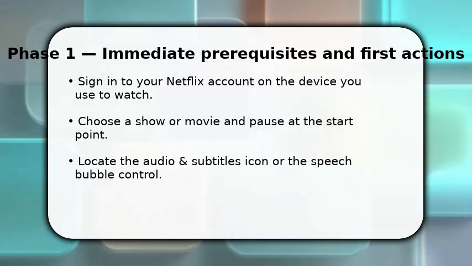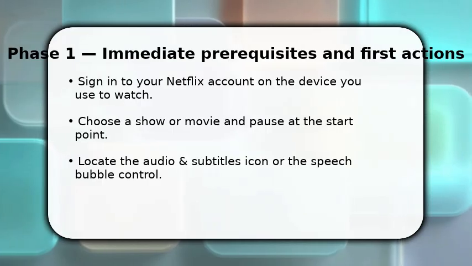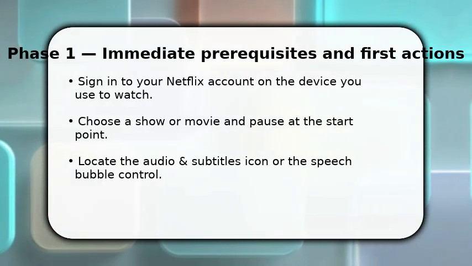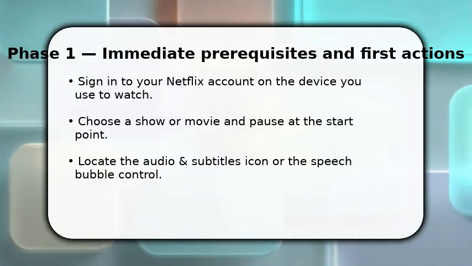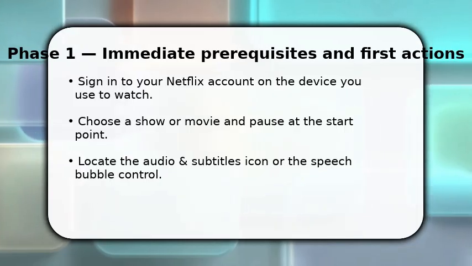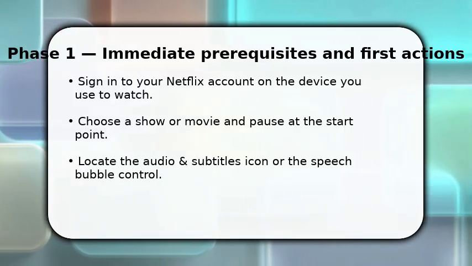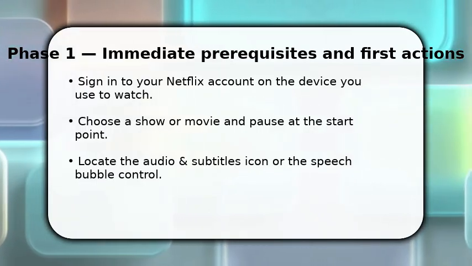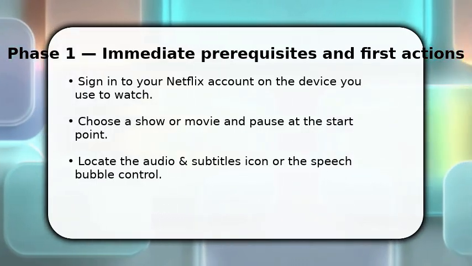You're starting now. Sign in and launch Netflix on the device you want to use. Once loaded, pick the title and pause it. This ensures the controls stay visible. Look for the audio and subtitles icon, often a speech bubble, on screen or in the player menu. Tap or click it. This opens the subtitle and audio panel so you can see available languages and accessibility options.